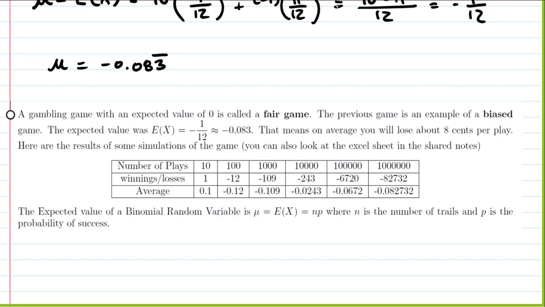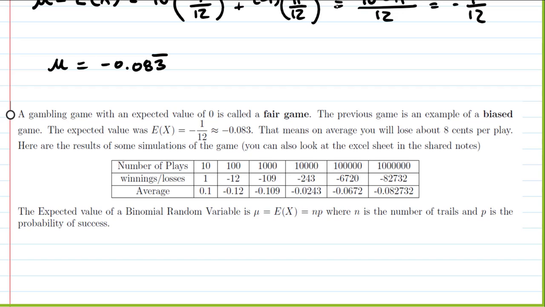So as we see, as people play, it moves up and down, but the more you play, the closer it starts getting to that actual expected value. So after 1 million plays, the average loss for those million plays was about 8 cents. That's the business plan of a casino.